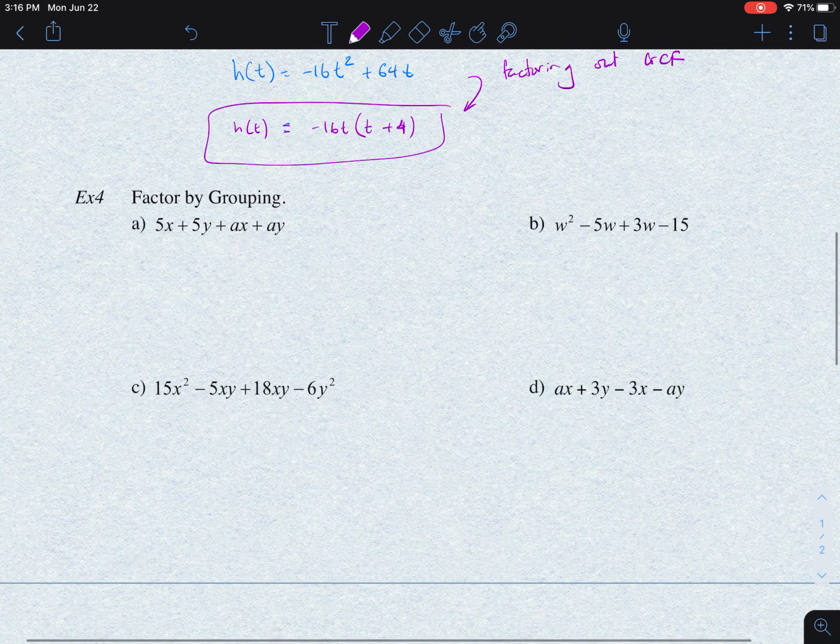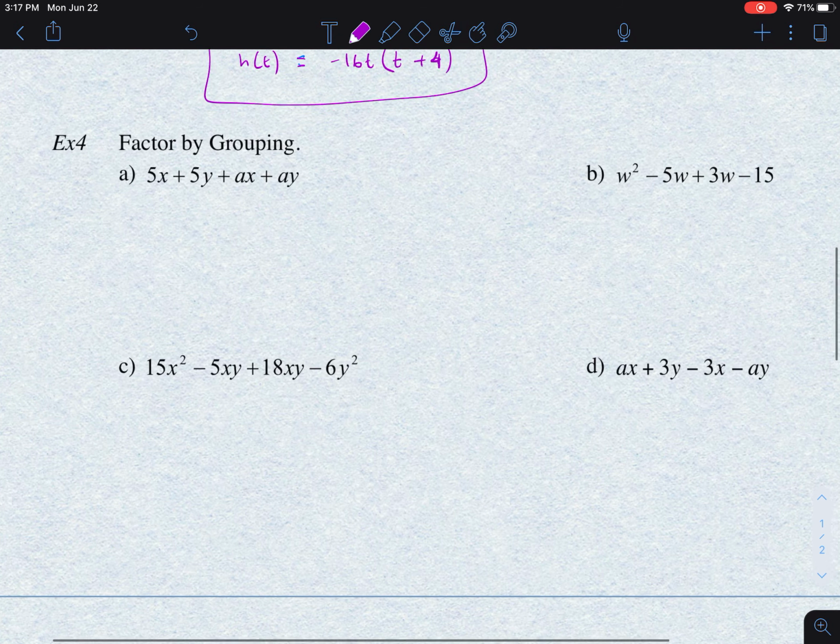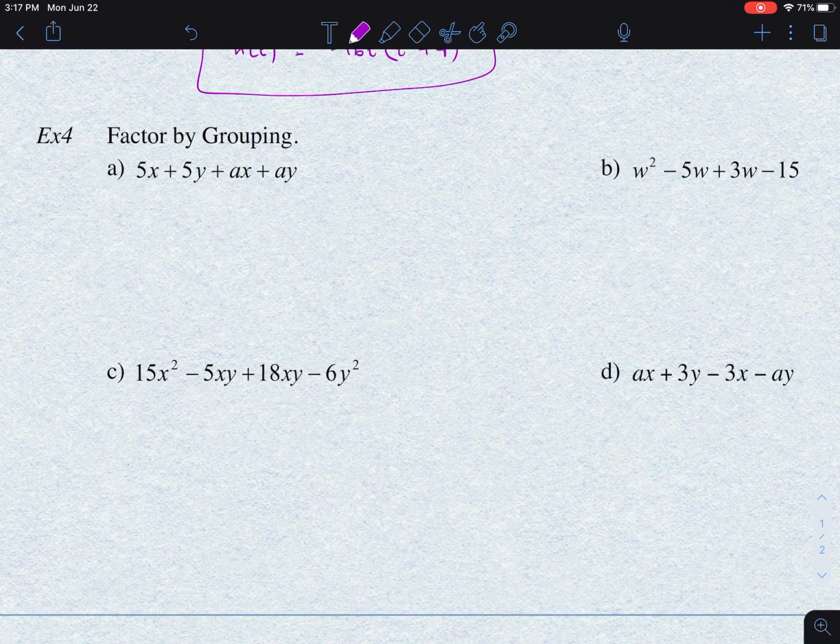So now we get into grouping. Sometimes a polynomial doesn't have a single GCF that divides into all the terms. We are forced to work around that by breaking these polynomials into groups, or pairs, or triples. I don't know, whatever works. In the first example here, as you can see, px, py, ax, ay, this one doesn't have a single GCF. So this polynomial does not have a GCF that divides into all the terms.